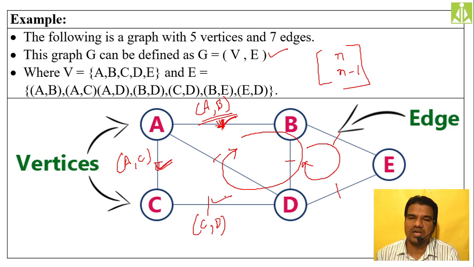G is equal to V comma E, where V is this particular set, and E is this entire thing from here to here. In total, how many? 3, 3, 6 plus 1, 7 edges we have. So like this you can remember your graph data structure.